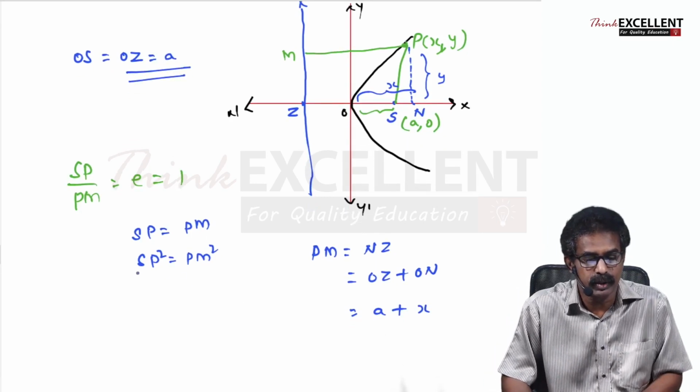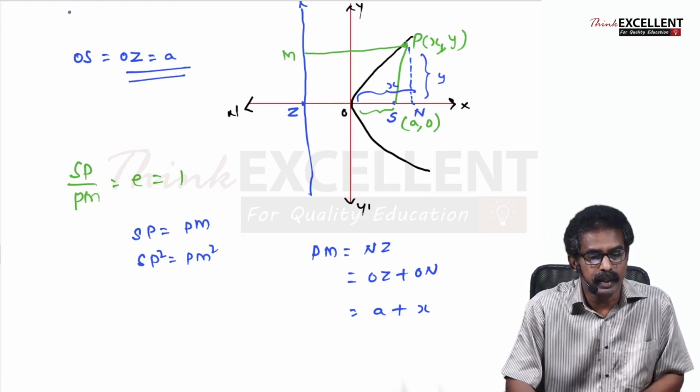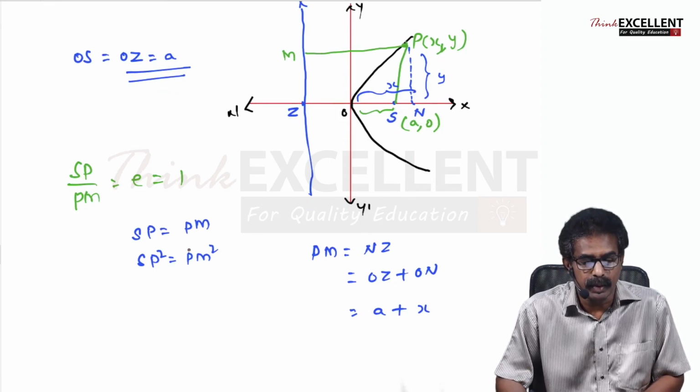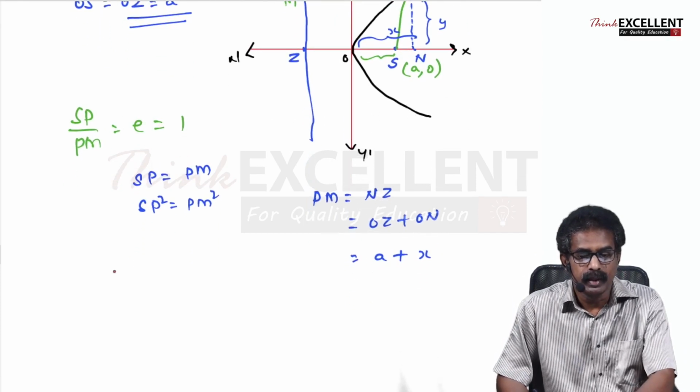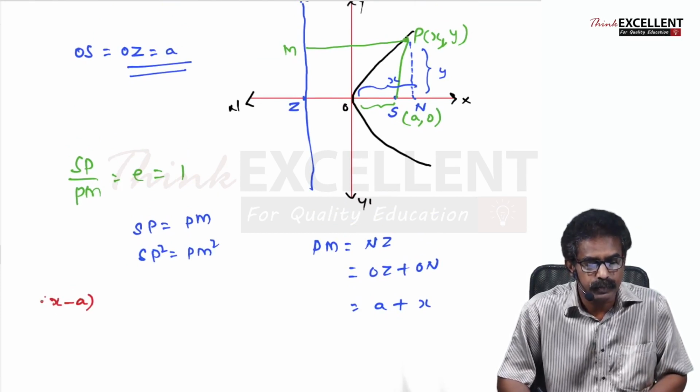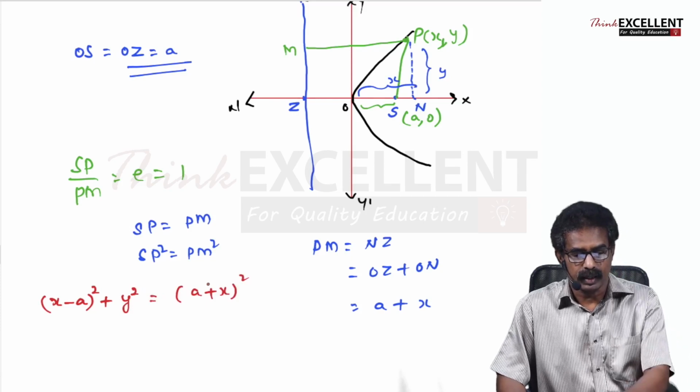So those values you substitute in SP square equal to PM square. How can you find SP square? Distance formula, right? S is the point (a, 0) and P is the point (x, y). So SP square means distance formula, but don't take the root because we take SP square. So (x minus a) the whole square plus (y minus 0), that is y only, y square, equal to PM square. PM is (a plus x) the whole square.